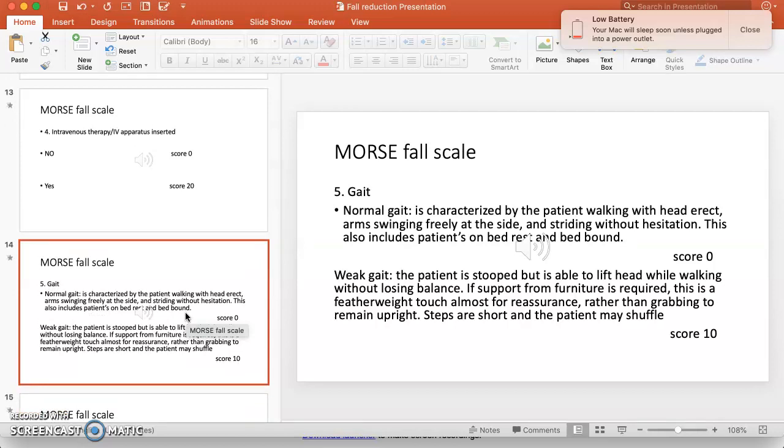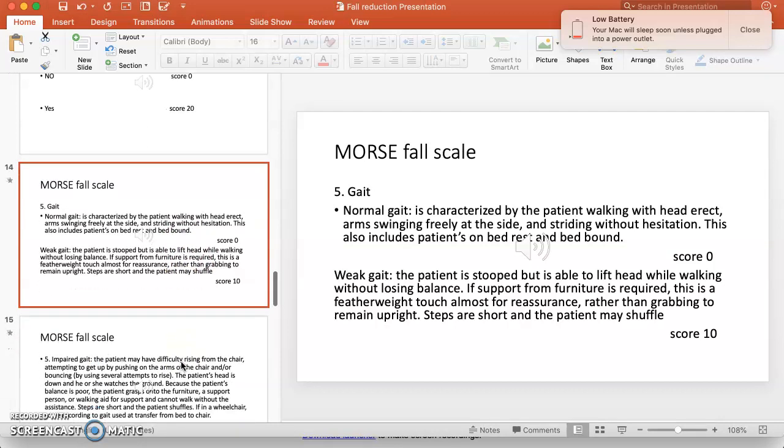A weak gait is when your patient is stooped over, but they're able to lift their head while walking without losing balance. They may have short steps and the patient may shuffle, but they don't really grasp onto furniture to hold on. They may touch it, a featherweight touch, but they're not trying to hold on to it to stay upright. They get a 10.